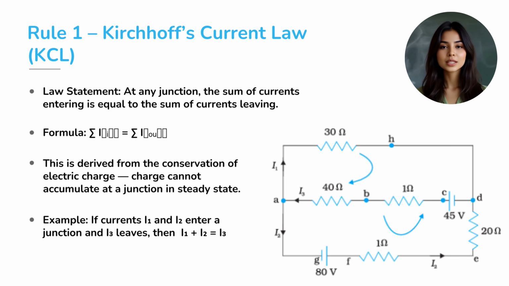Now, let's break it down with an example. Suppose two currents, capital I sub 1 and capital I sub 2, flow into a junction, and one current, capital I sub 3, flows out. Then, we write I1 plus I2 equals I3, that is, I sub 1 plus I sub 2 is equal to I sub 3. This follows the law of conservation of charge. Charge cannot pile up at a point in the circuit. This rule must be applied at every point in the circuit where multiple conductors meet.